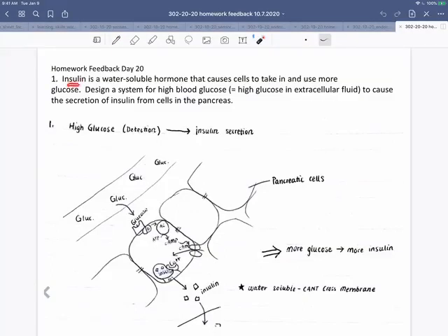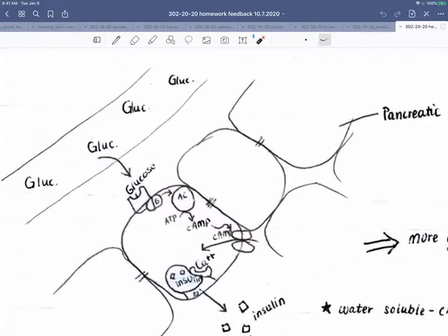The first question asked about insulin as a water-soluble hormone and to design a system for high blood glucose in the extracellular fluid to cause secretion of insulin. So here's glucose binding to a glucose receptor here, and this person proposed a second messenger from that G-protein coupled receptor, cyclic AMP. Cyclic AMP opens a calcium channel here.